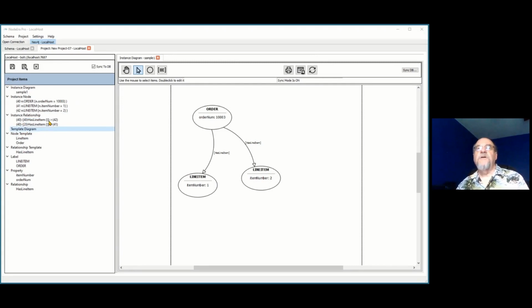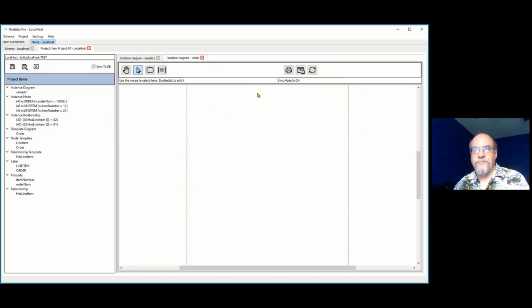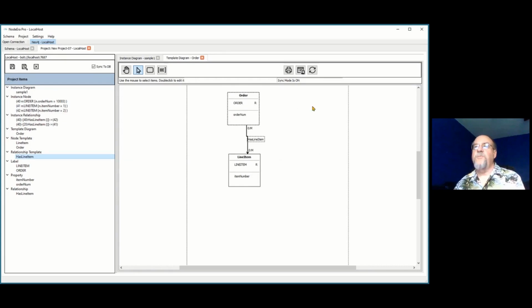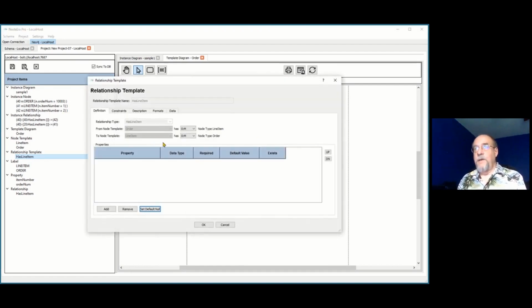So now we want to go in and further refine some of this. And we can create a diagram with just our templates on it. Let's do that first. It's easy to add. You can just drag them on here. So we'll bring the relationship on here, and that brings the two node templates. So here we have our design. We have an order node that has line item nodes.